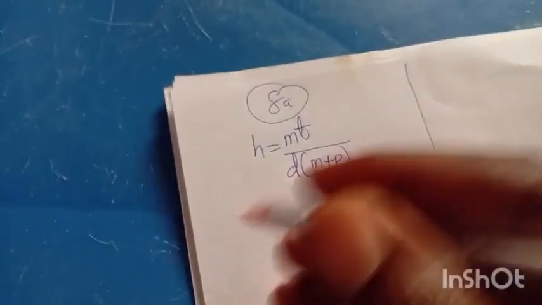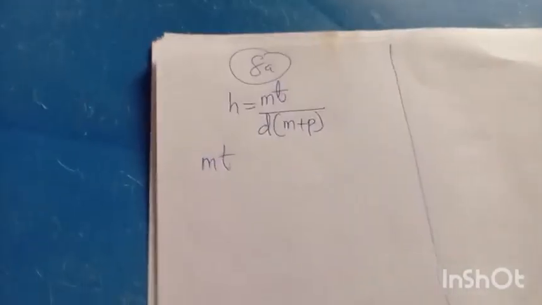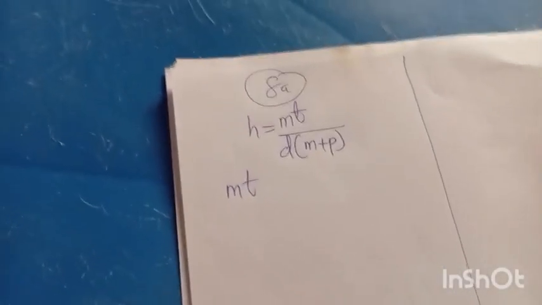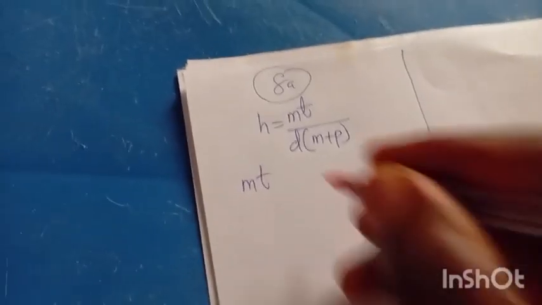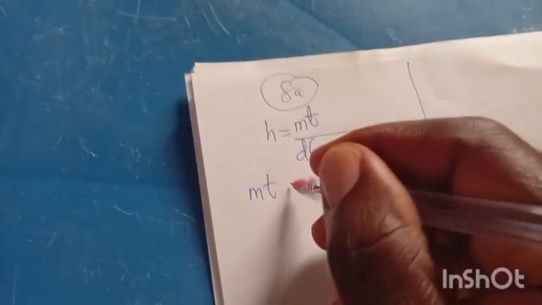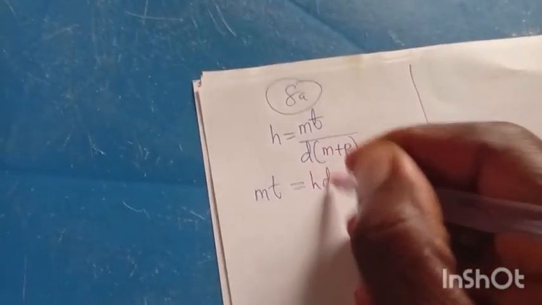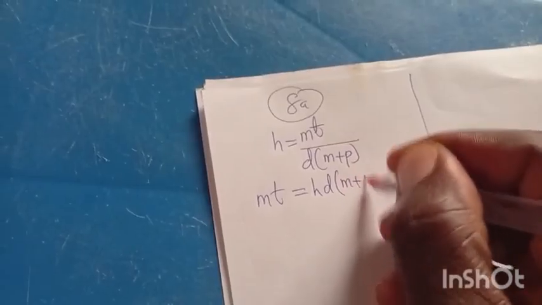Alright, now since our focus is M and we have M in two places, the first thing we'll do right now is to cross multiply. I want to cross multiply to make it simple. So I'm having MT. Please be writing your conditions there that what you do is you cross multiply. But because I'm rushing, I'm not writing the instruction. I'm saying it with my mouth. MT equals HD(M plus P).